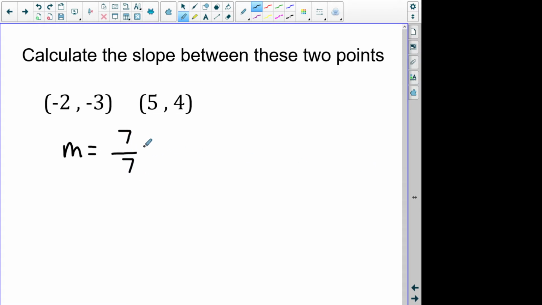And so I would simplify this. 7 divided by 7 is simply 1, and so I'd write that. Okay, that's a slope of 1. Every time x changes by 1, y changes by 1.